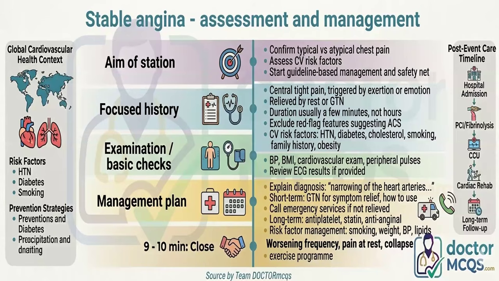Secondly, ask for the SOCRATES. Onset, what triggers it, character, radiation, and duration is very important. Okay, and the frequency is as much as important, because if it is worsening stable angina, then still it's considerable.